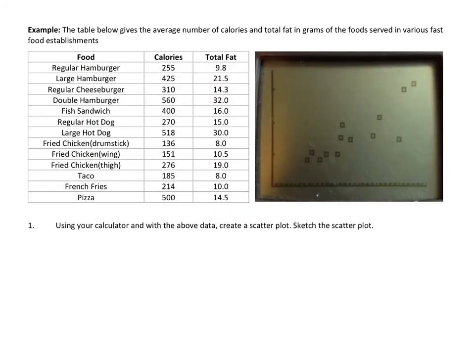So the first thing I would have you do is, using your calculator, create the scatter plot and sketch the scatter plot. So remember, you're going to do 2nd STAT PLOT and turn it on, and then you can do ZoomStat and take a look at your plot. That's what it should look like. Okay, after that, we're going to calculate the line of best fit using linear regression. So you're going to press STAT, then you're going to arrow over to CALC, and you're going to choose LinReg. And it should give you this equation right here.